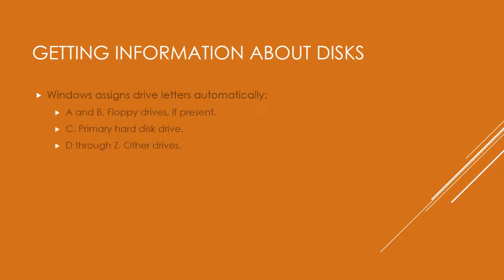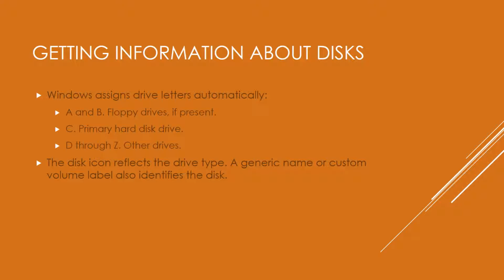To get information about your disks, generally speaking, there is a drive letter followed by a colon, and Windows will automatically assign those drive letters. So A and B, if present, those are your floppy drives. C is your primary hard disk drive, and then if you have a secondary hard drive or a backup drive, you'll see it's usually D, and then all the way through Z are your other drives.